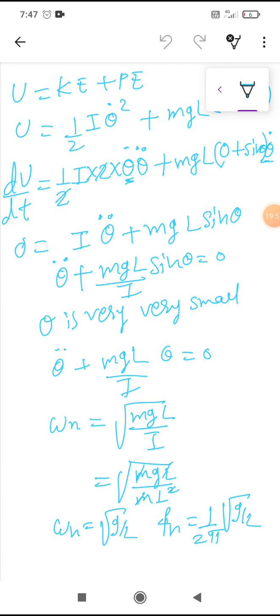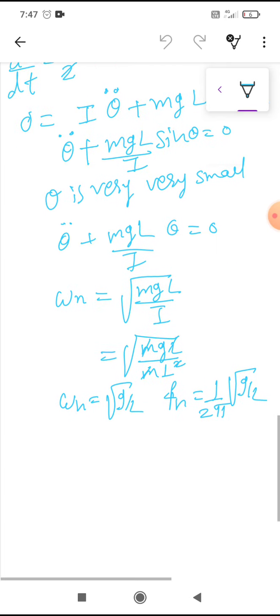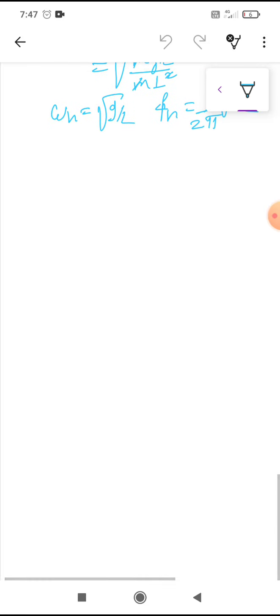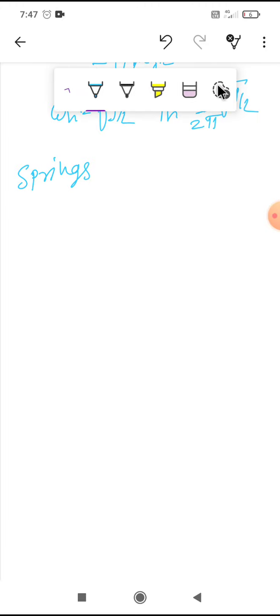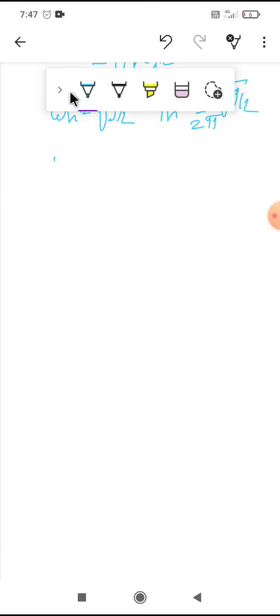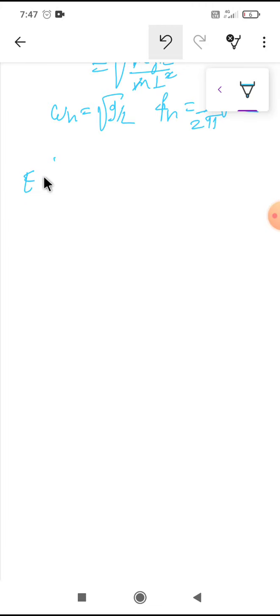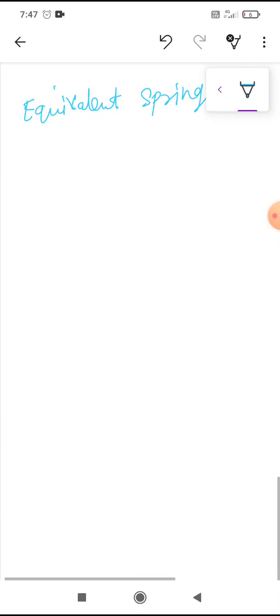We will take one more example in the next lecture, but now I will just introduce a small topic, that is equivalent springs. So what are equivalent springs?